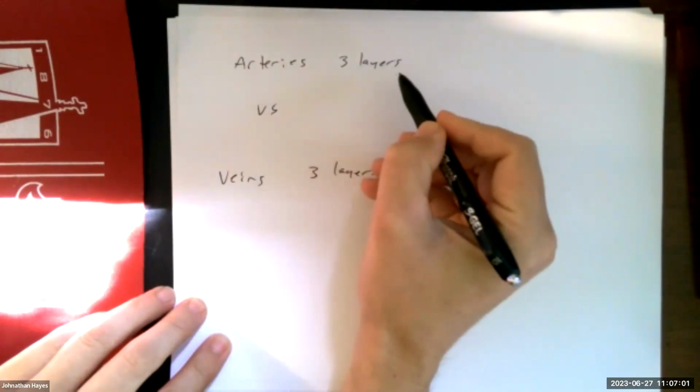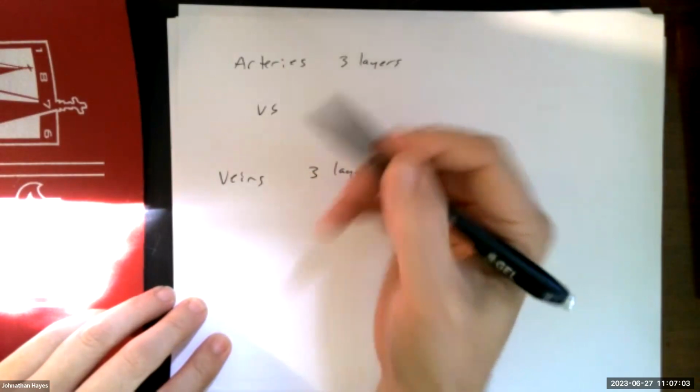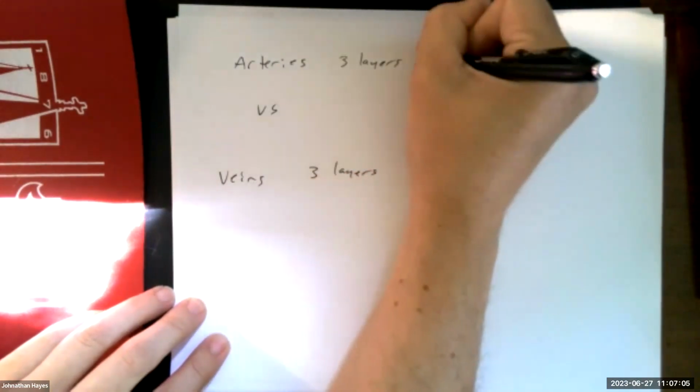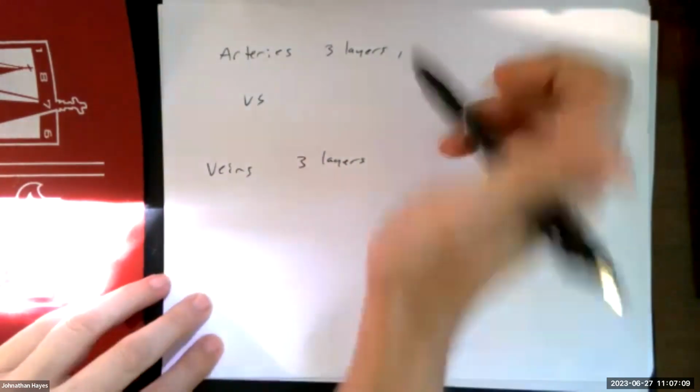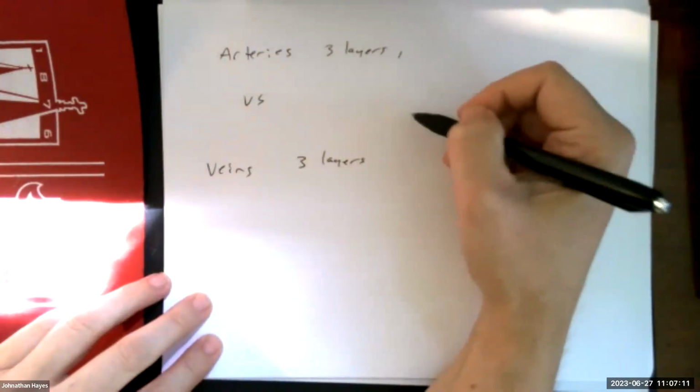This one's more developed though. So the arteries are going to be thicker, right? And that's going to lead to certain properties. Arteries, I'll draw a picture in a minute too. It'll help with the understanding of all these things.